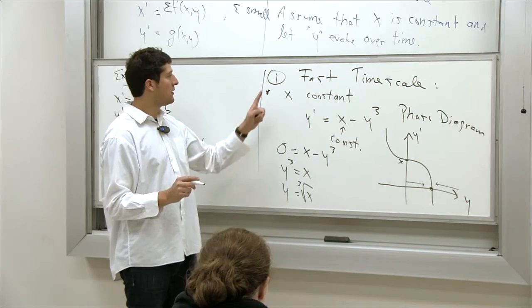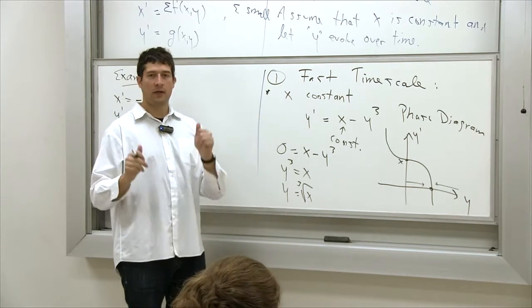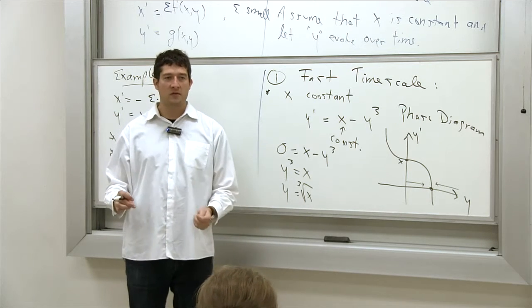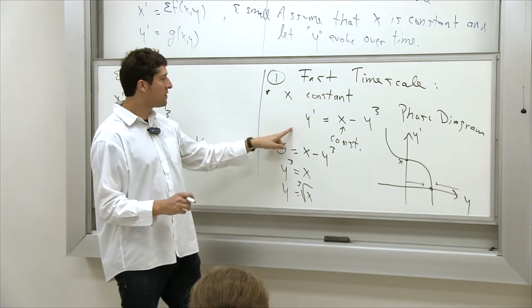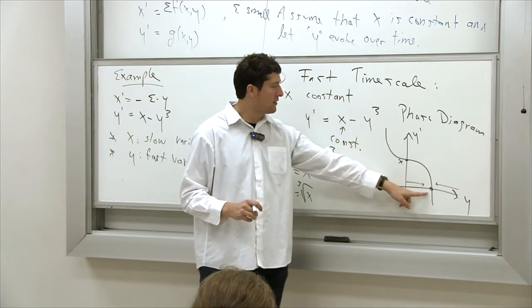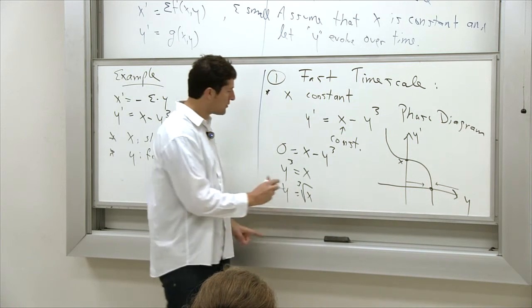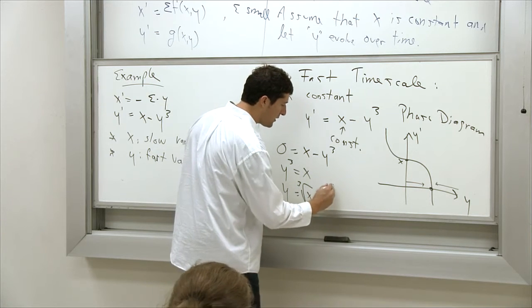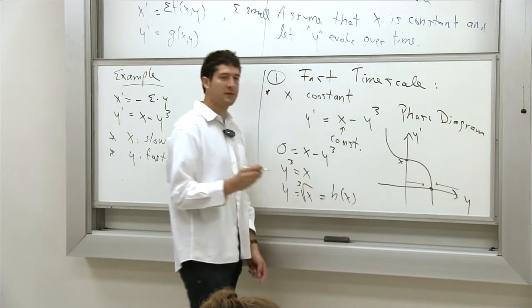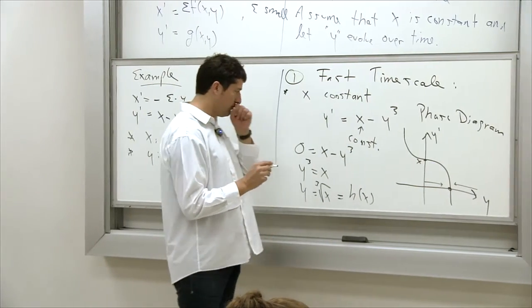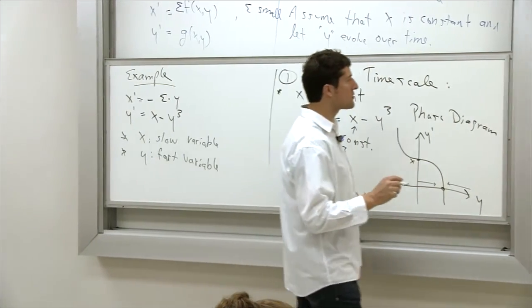Okay? So, to summarize, fast timescale, assume x is constant, turtle is there, doesn't move at all, rabbit is free to move however it wants, and what it does is it moves very, very fast towards that steady state. Steady state is cubic root of x, so we call this our function h of x. Okay?